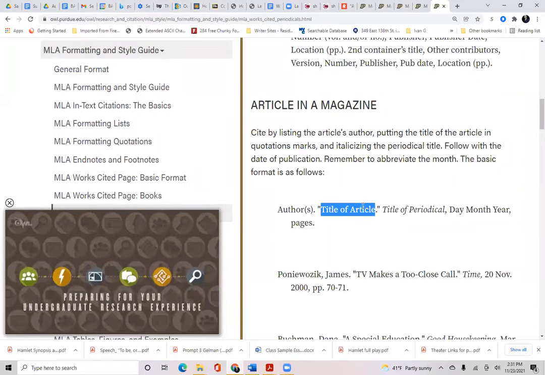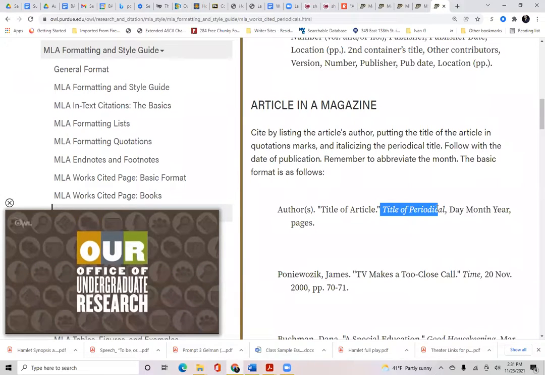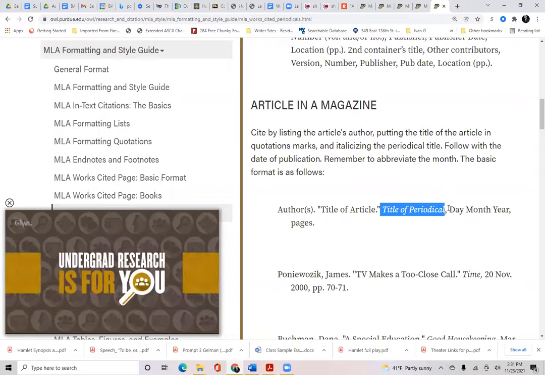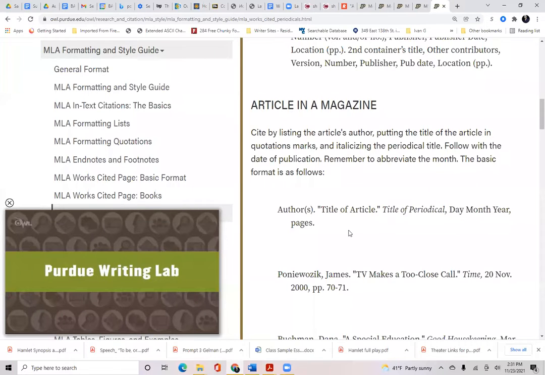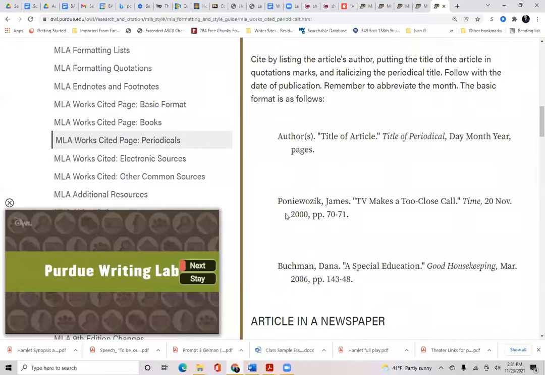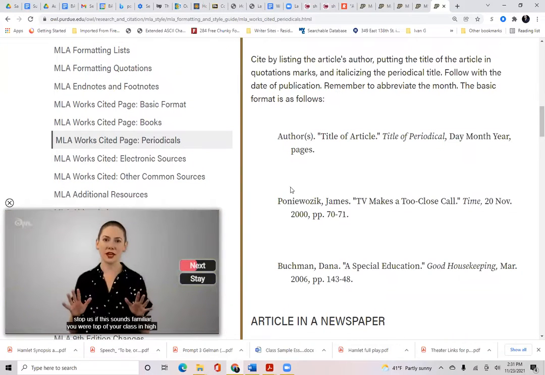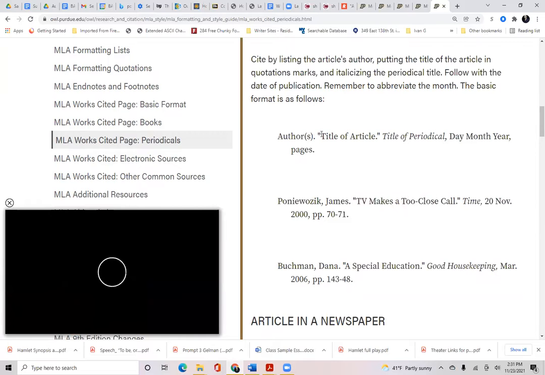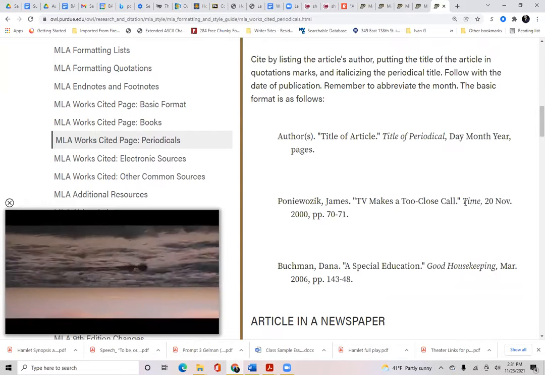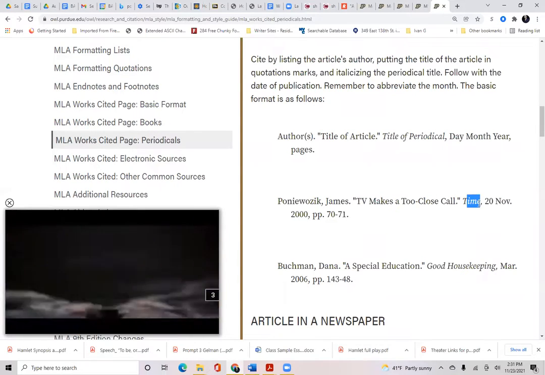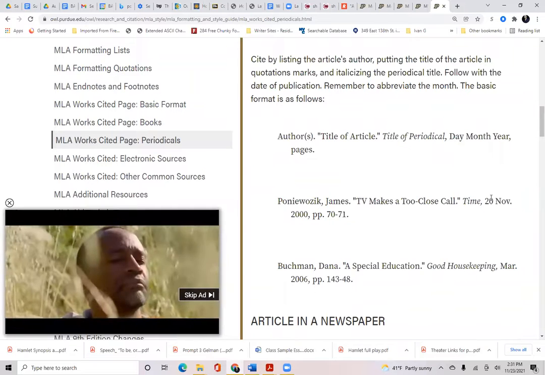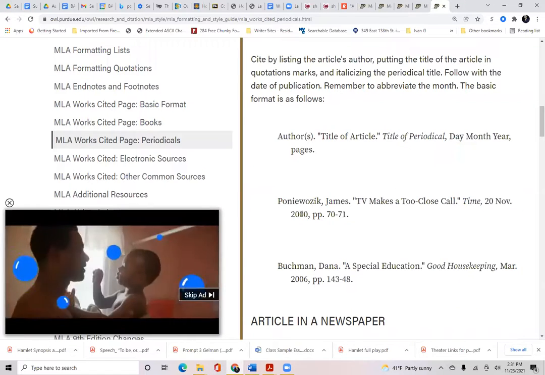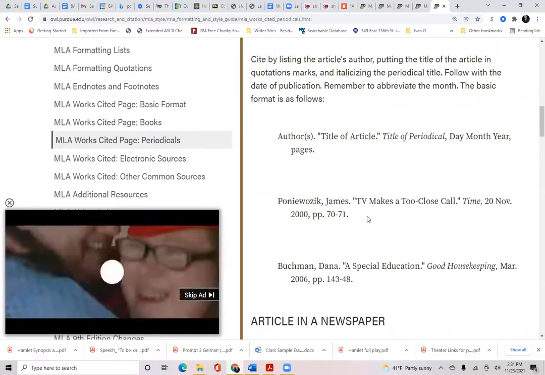You would have the title of the article. You'd have the title of the periodical or the newspaper, the Washington Post, the day, the month, the year, and the number of pages, right? And so this is what it would look like. Here's the author, right? Here's the title, and you see it's in quotation marks. Here's the name of the magazine or the container, Time, and it's italicized. And then the day, the month, the year, and the pages, and then there's a period.